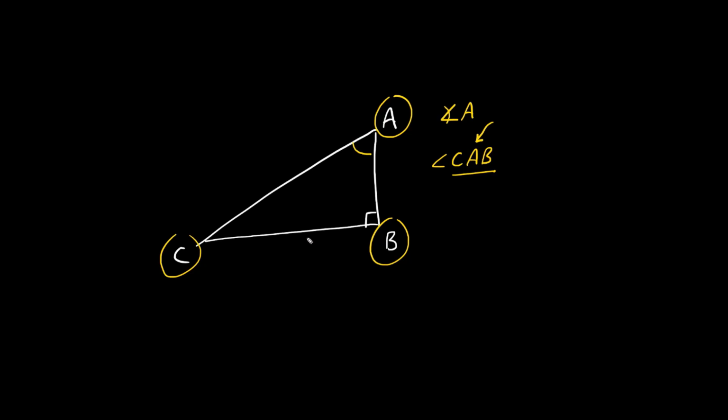Now what about side lengths? The capital letter A happens to be opposite the lowercase a. The side lengths by convention are lowercase. Capital B is the angle, and opposite the triangle is lowercase b. This here is side length b. And opposite angle C, we have lowercase c over here.